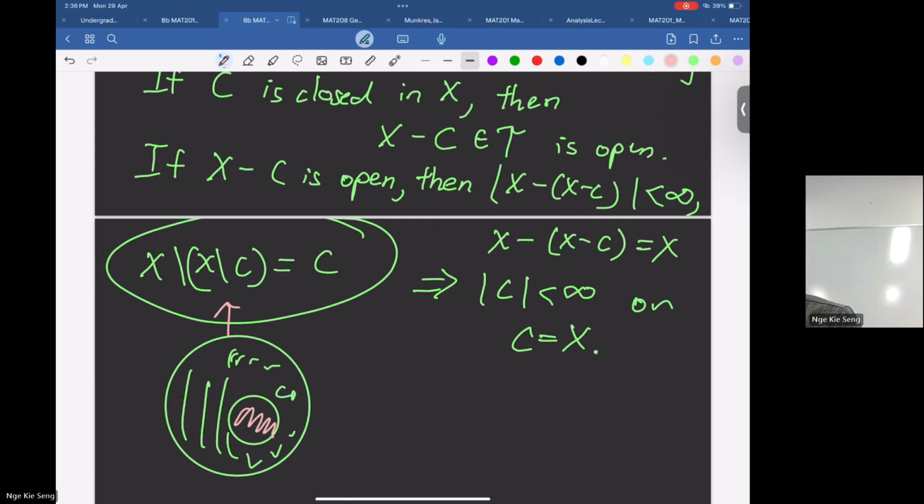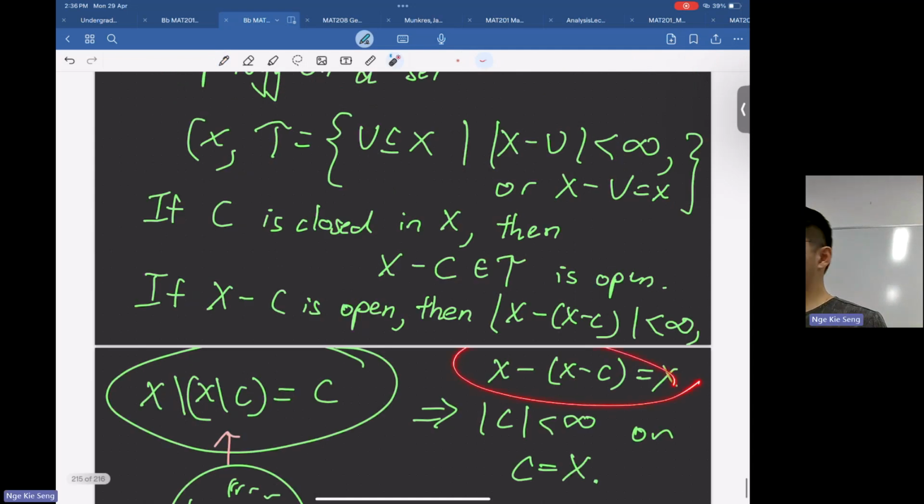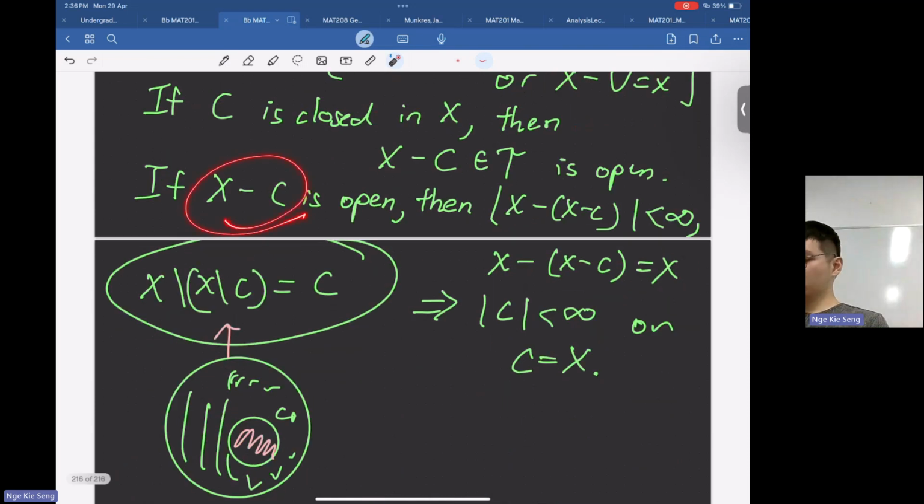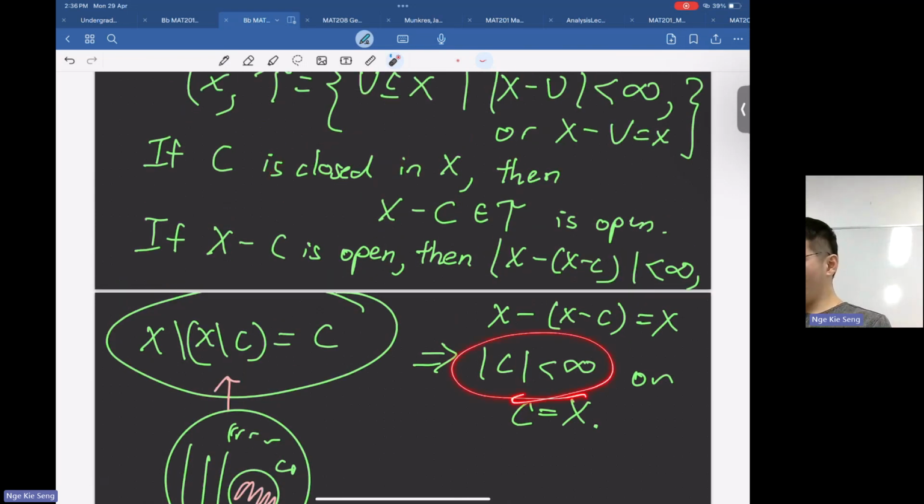Wait, which one? This one? Oh, this one is the condition from the finite complement topology. So your U has to satisfy this finite condition, or X minus U equals X. So the U here is X minus C. So I need to make sure that X minus C is X. But on the left hand side is C, on the right hand side is X. So your closed set must be a finite set, or your closed set is the whole space. This is what I meant. Make sense or not?